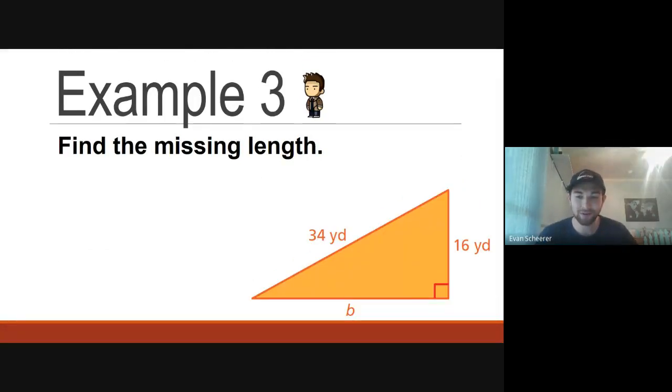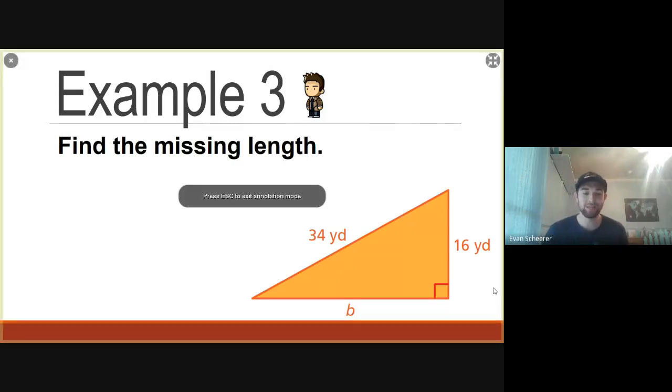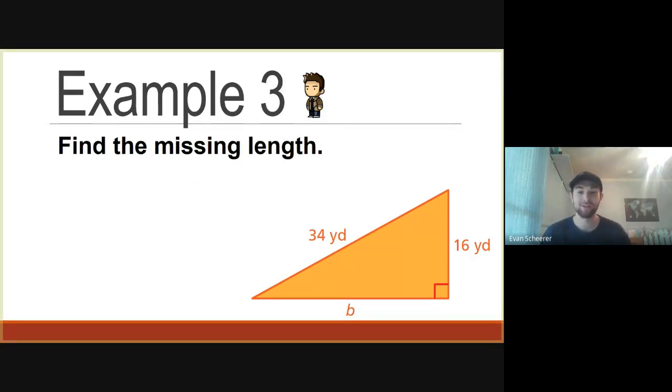The reason why it's different is we aren't given A and B looking for C. We are given A and C, and we're looking for B. So what we're going to do for this one, I have to label 16 as my A, and I have to label 34 as my C. So as soon as this loads, I will label 16. Here we go. 16 as A, 34 as C.